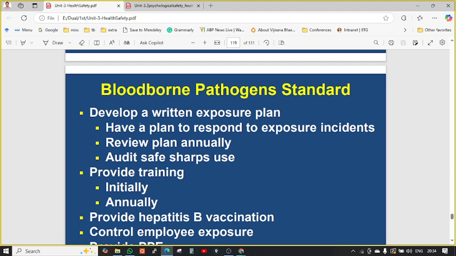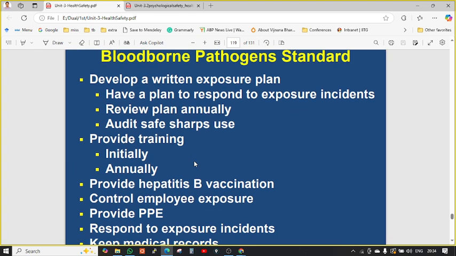You should have some standards to handle this, because every hospital or some industry is handling this kind of situation. So develop an exposure plan: how much the people working in this area are exposed to these pathogens. You have to make a chart for that. Review the plan annually. Audit the sharps use. That means if you are using a knife or some different instrument to handle these things, properly sanitize it; autoclaving should be used.